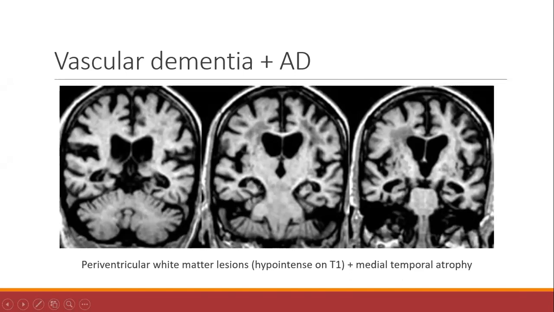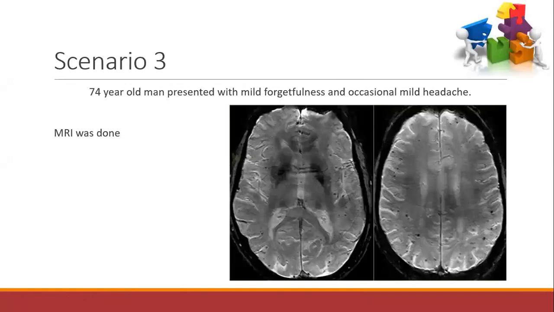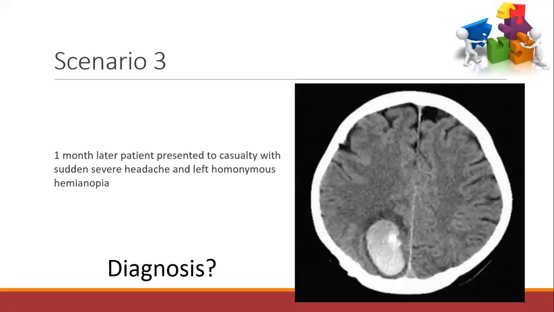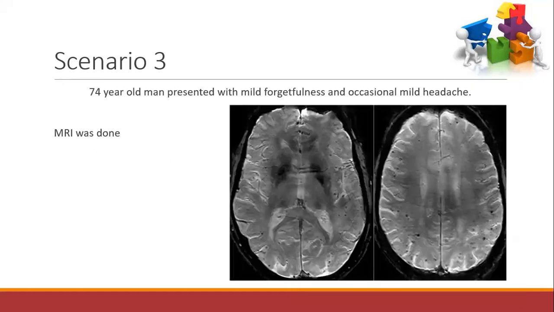Now, coming to scenario 3, a 74-year-old man presented with mild forgetfulness and occasional mild headache. He was seen on outpatient basis and an MRI was done. So this was the MRI picture. One month later, the patient presented to casualty with sudden severe headache and left homonymous hemianopia. Looking at the clinical scenario and the MRI, what is the diagnosis? Cerebral amyloid angiopathy. Okay.